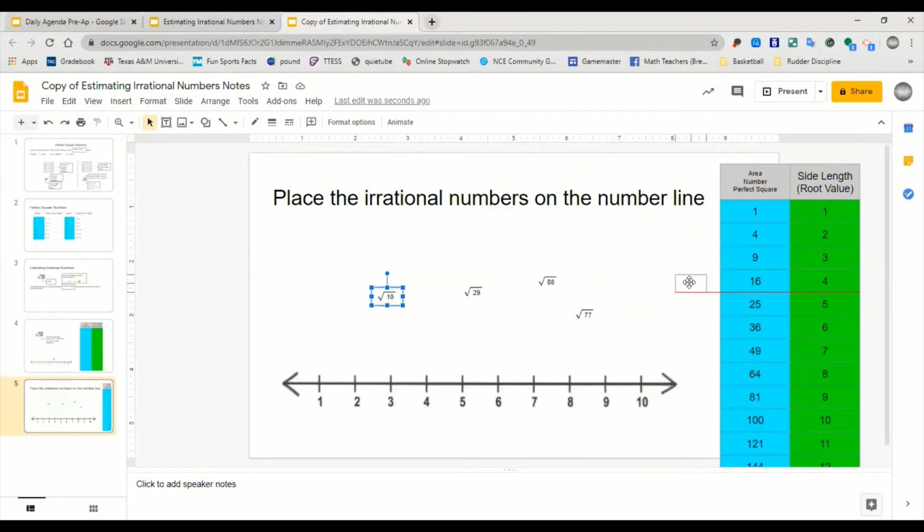16. Okay, 9 and 16. Good. Okay, so it goes there. Now, but where would I put it on the number line? So what is the square root of 9? And what is the square root of 16?